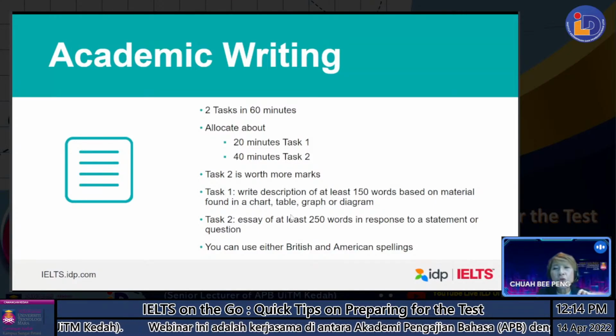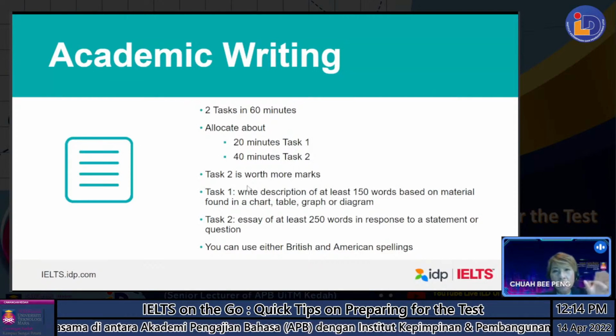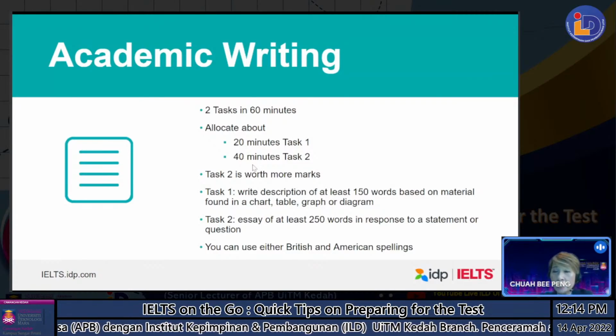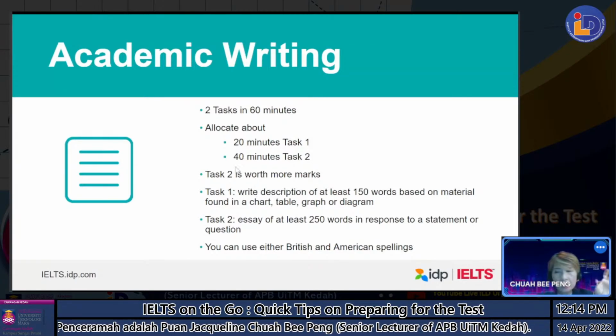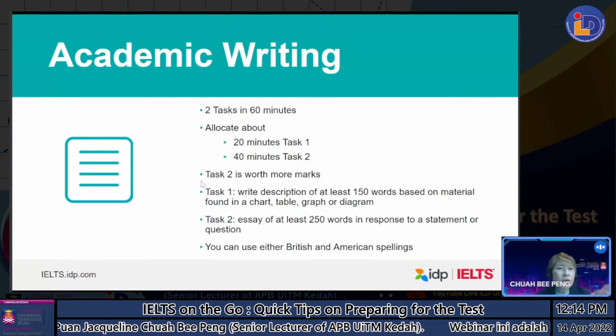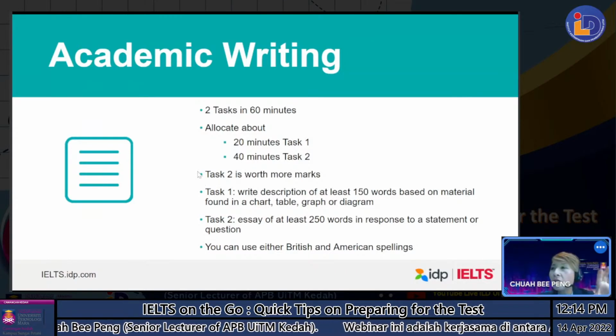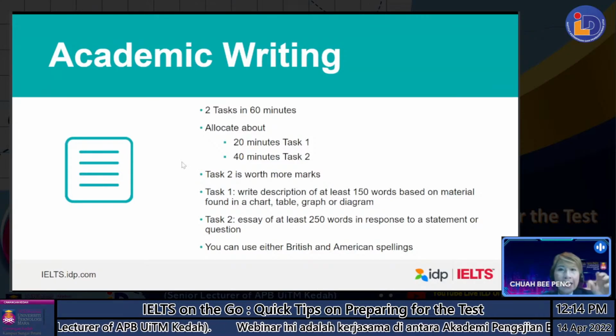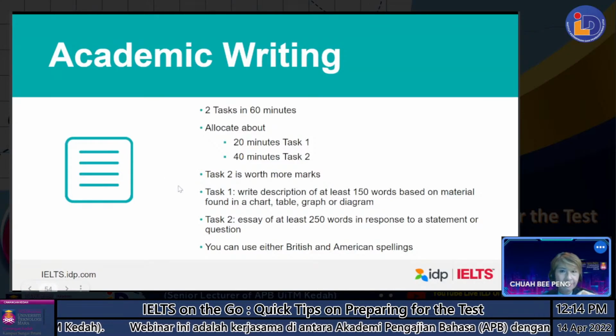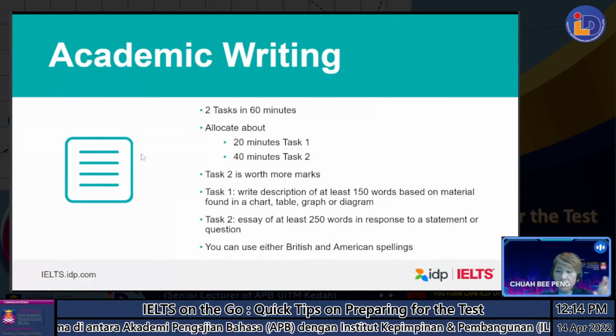In Task 1, they need you to write a very technical piece of writing to describe a specific chart or graph. Not only is it technical, but the difficulty also comes with the type of stimulus you're getting on that day. Whether you're lucky enough to get a very simple table, just numbers, or you get very complicated maps or layouts for you to compare. You cannot predict.